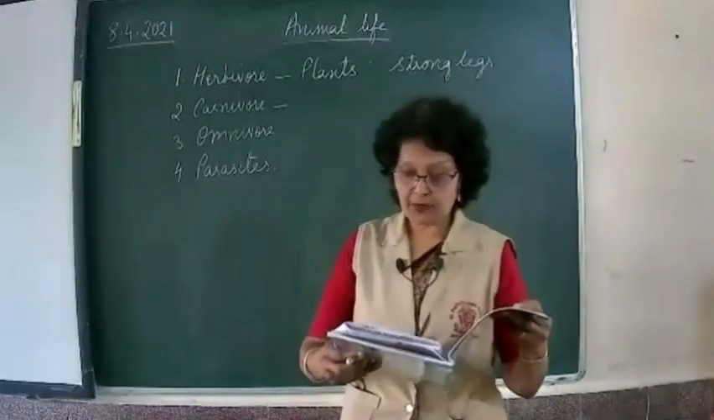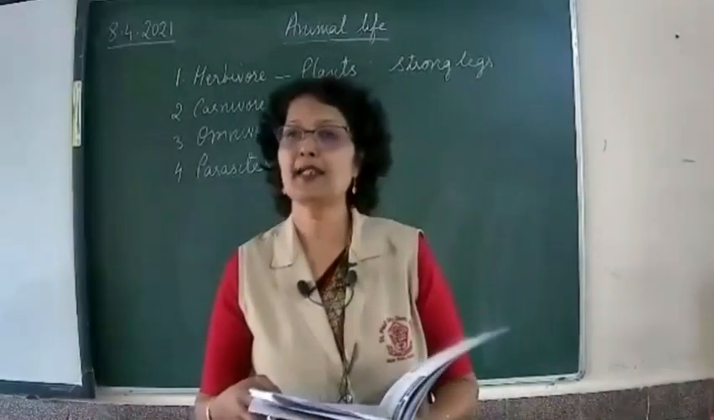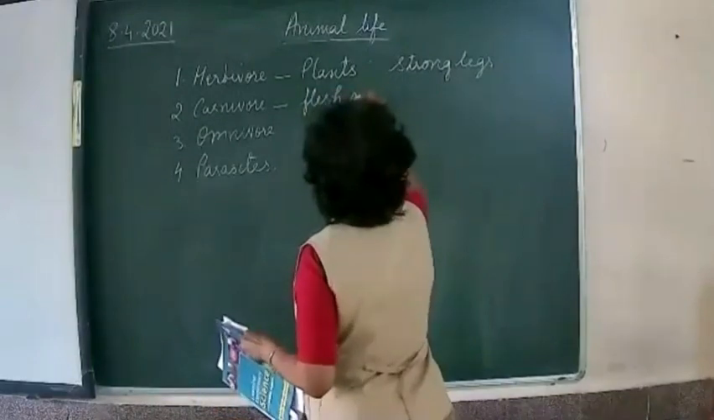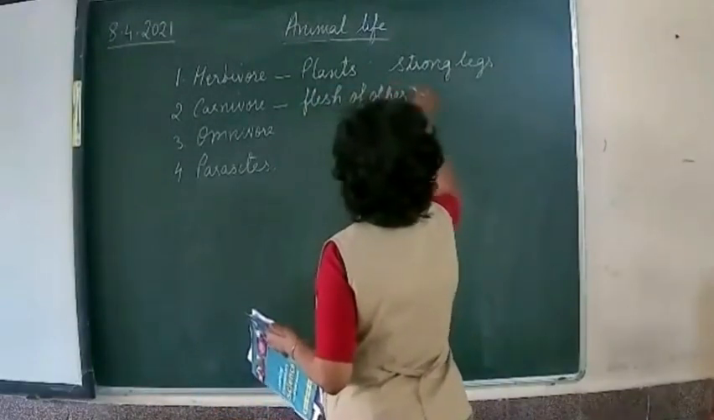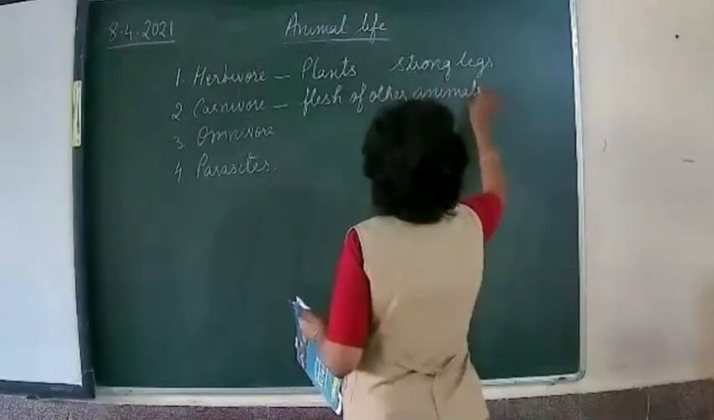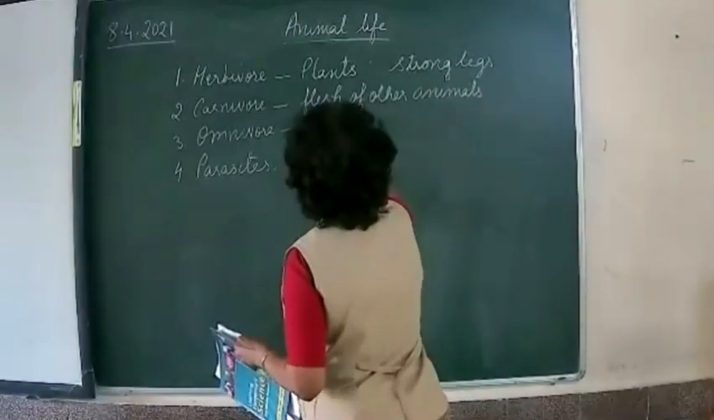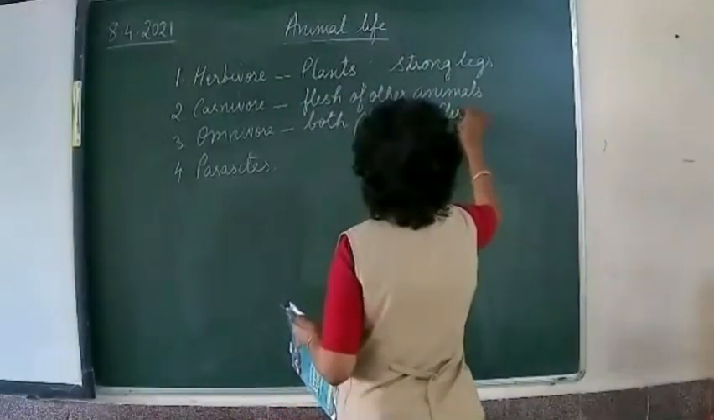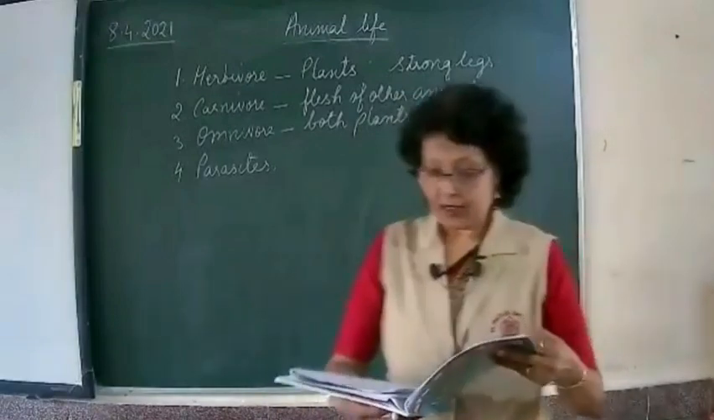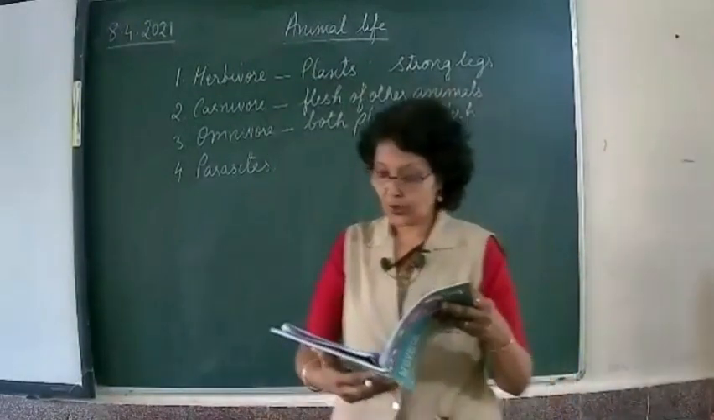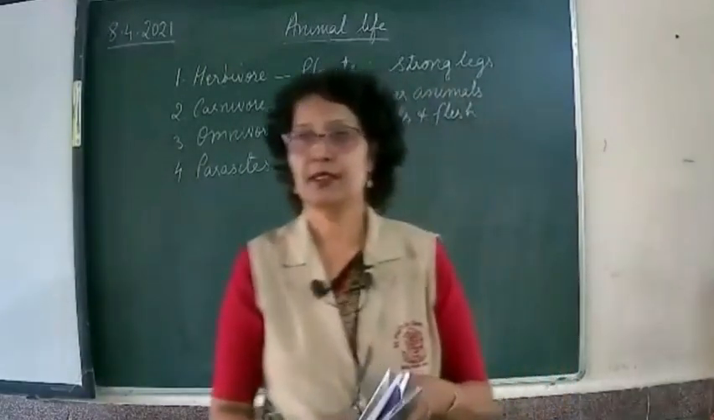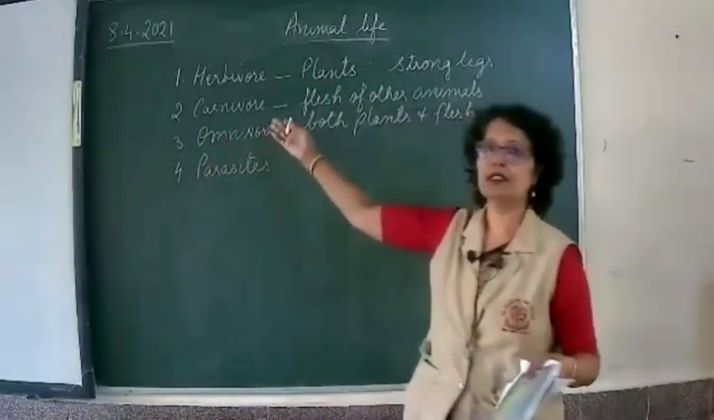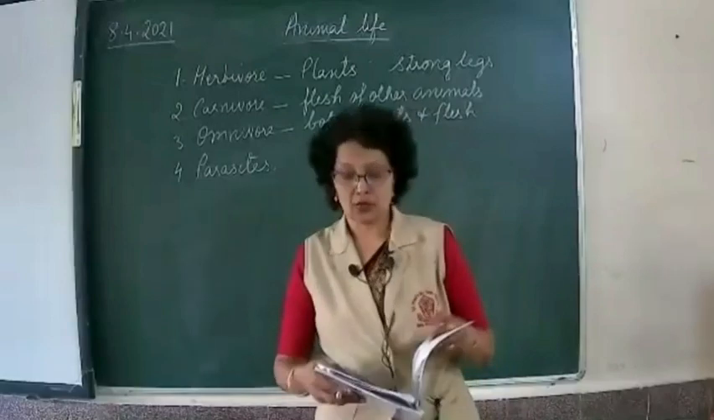Now, the third one is omnivores, animals that eat both plants and the flesh of other animals. Okay? Examples, you can say crow and even human beings. Even we are vegetarians and non-vegetarians. So we also come under this group, that is omnivores.